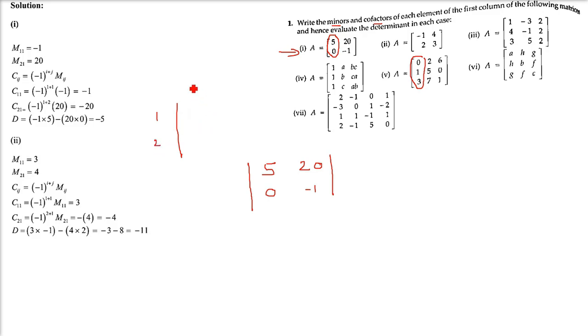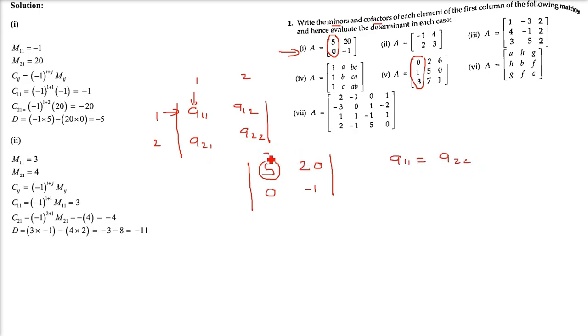This is a 2 by 2 matrix, that is 2 rows and 2 columns: A11, A12, A21, A22. A11 is 5, A12 is 20, A21 is 0 and A22 is negative 1. In order to find the minor, as I said, we don't talk about sign, plus or minus. To find the minor of A11, the row and column where A11 belongs is left out. Only A22 is left, and that is the minor. So the minor of A11 is A22.